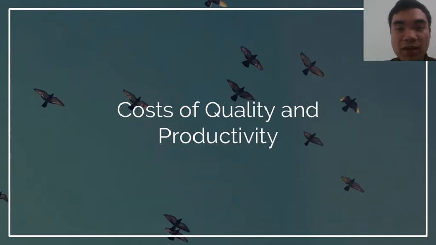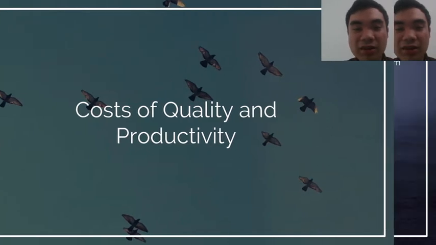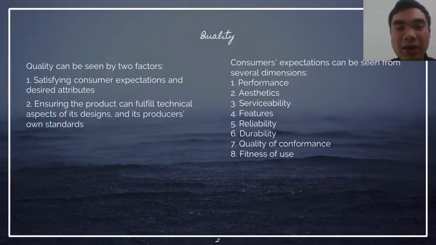Before moving on, we must first know what the definition of quality is. Quality can be seen by two factors. The first is satisfying consumer expectations and desired attributes, and ensuring the product can fulfill technical aspects of its designs and its producer's own standards. Now, consumer expectations are fully dependent on each consumer. One consumer might want the product to look good and stylish, while another customer might want the product to simply be reliable, so that it can be used for a very long time. But generally, consumers' expectations can be seen from several dimensions.